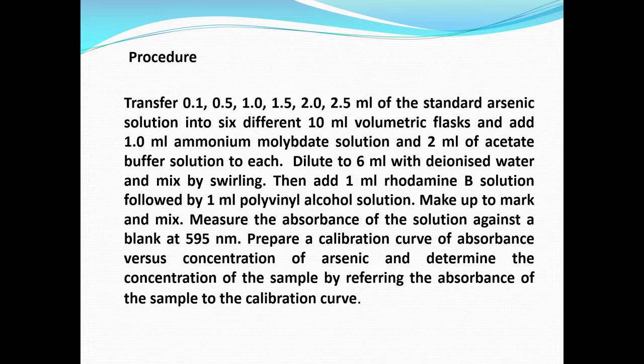So, the idea is, you prepare 0.1 to 2.5 ml of the standard arsenic solution and add 1 ml of molybdate solution, add 2 ml of acetate buffer, and then dilute it with 6 ml of deionized water and mix by swirling. Then you add 1 ml of rhodamine B followed by polyvinyl alcohol solution to stabilize the color. The remaining procedures are all fairly simple.